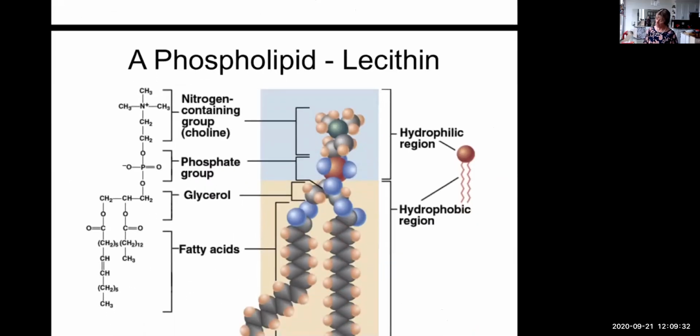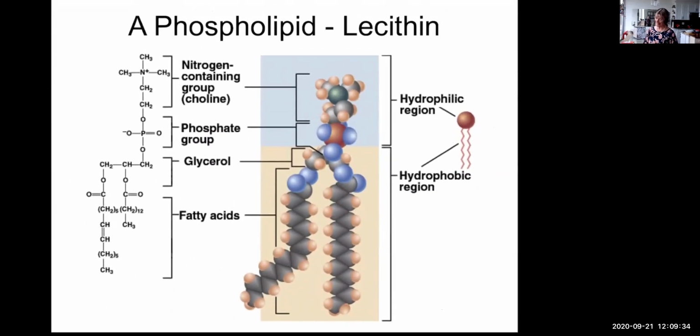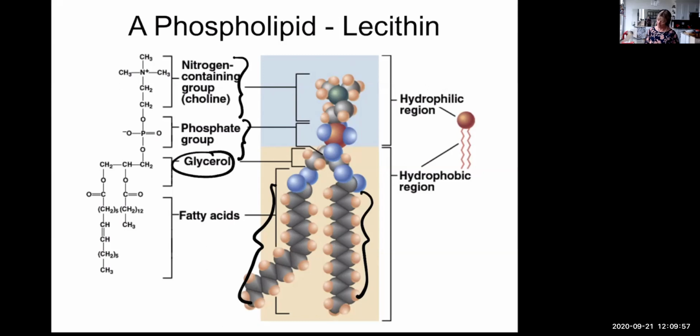So let's look at a phospholipid. This is lecithin, for example. So this chain is saturated, this chain is unsaturated. That makes it sort of a semi-liquid. It has a nitrogen-containing group called choline. This is the phosphate group with a negative charge, the glycerol group, and 2 fatty acids.